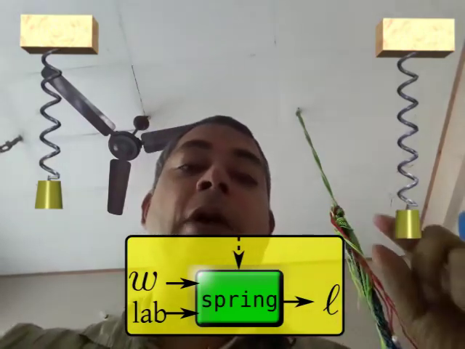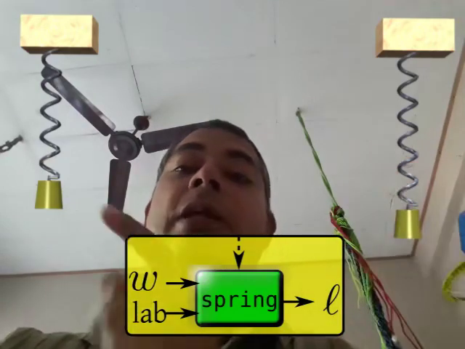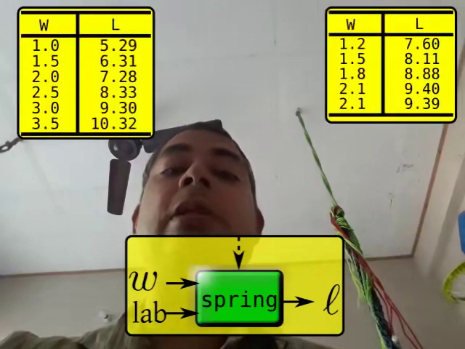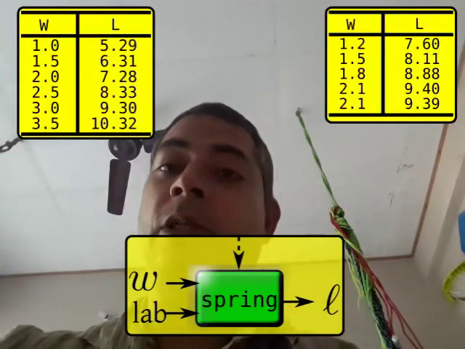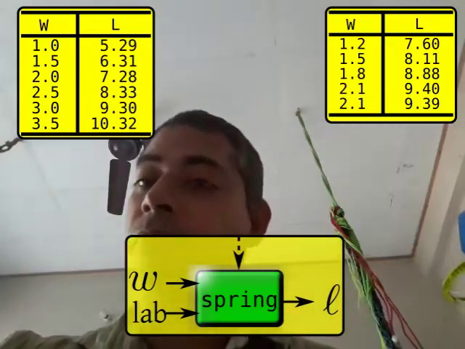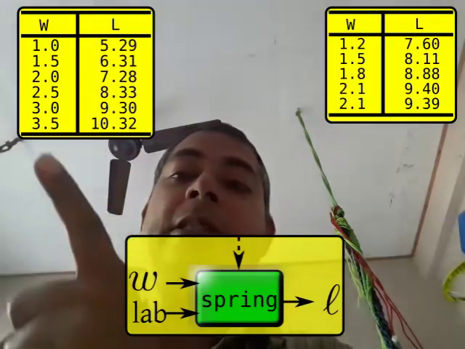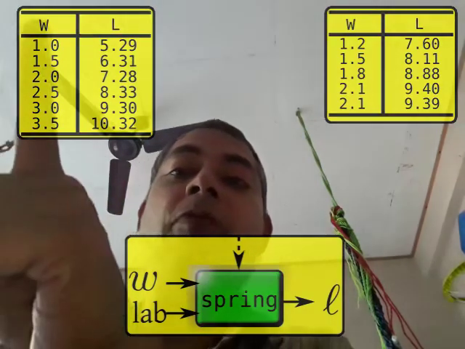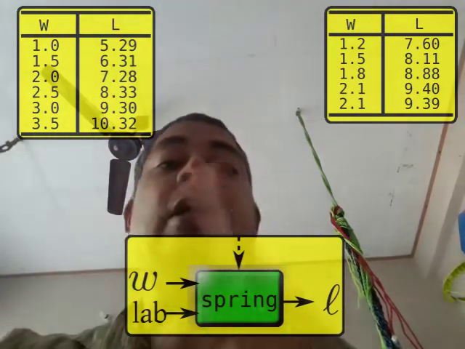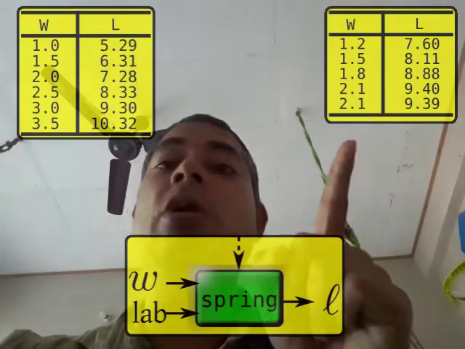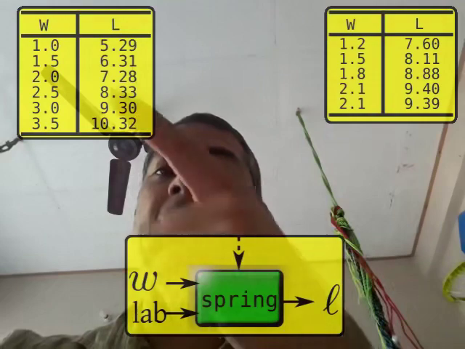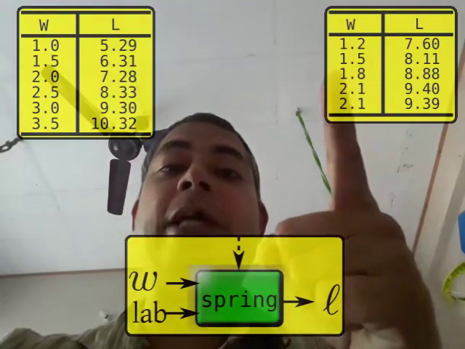So you hang different weights in lab 2, you hang different weights in lab 1, you make the measurements, and as a result, from the two labs, you will get two sets of data. Say you get this from lab 1, and this you get from lab 2. So you have different weights, and you have got different lengths. All these things come from lab 1. Similarly, all these things come from lab 2. Observe that the two labs may or may not use the same set of weights. For example, here I can see 1.5 has been used in both the cases.